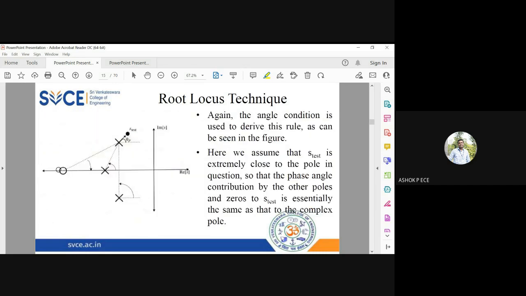You can see here I have a zero here, I have a pole here, I have a pole here. So join all the points to some test point, and from that you can find the angle made by the zero and the pole. You can use trigonometric formulas to find the angle. Essentially, when it is close to a pole, the phase angle contribution by the other poles you also have to consider. When it is close to a zero, you have to consider the contribution by all the zeros also.